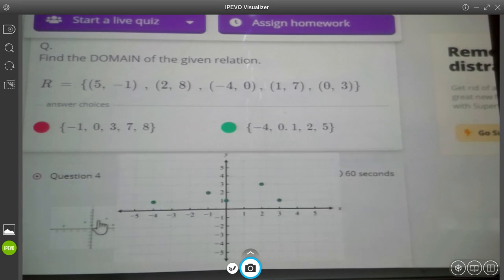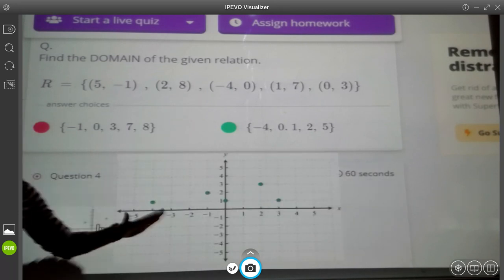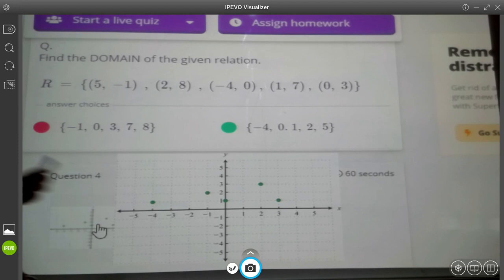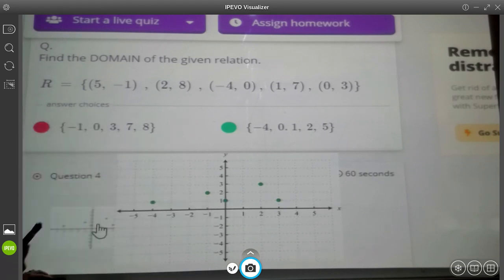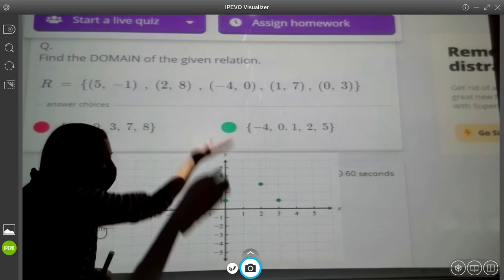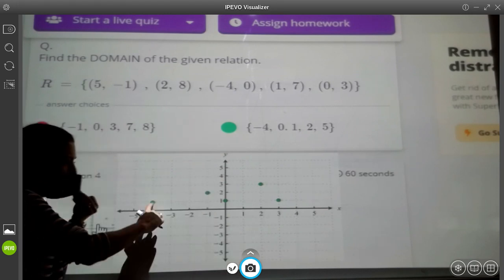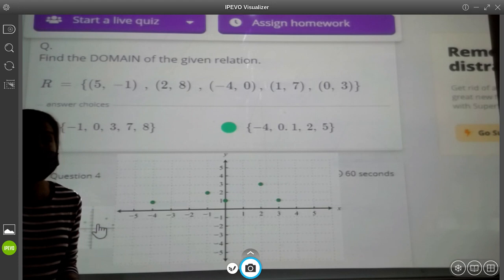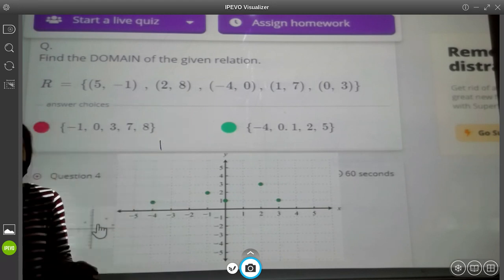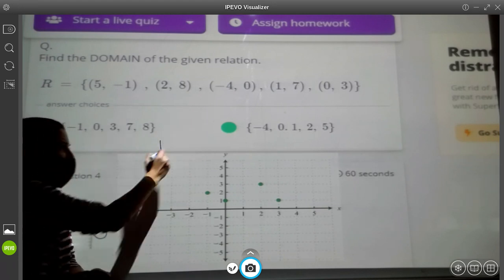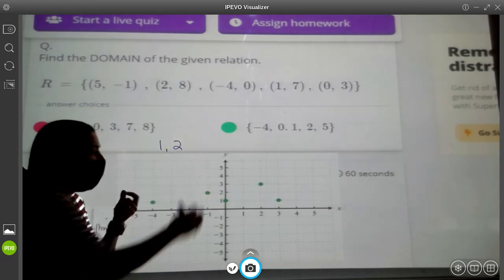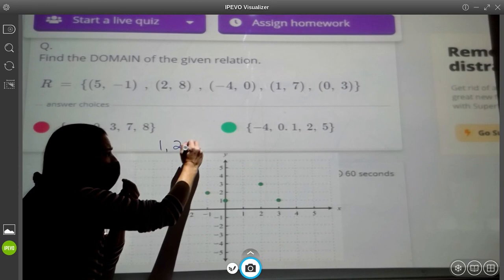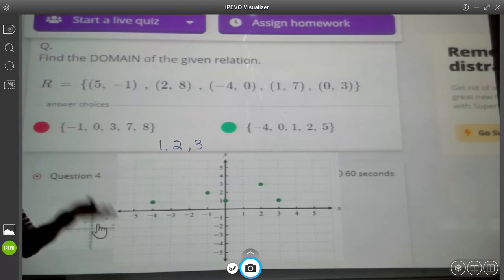So we want the range. The range are all of the y values that live on these specific dots. So just collect y values. Y values move up and down. I have 1, 2, 3 points with a y value of 1, but we don't list repeats. So you just list it once, number 1. I have 1 point with a y value of 2, and then I have 1 point with a y value of 3. So the range of this relation are these 3 y values, 1, 2, and 3.